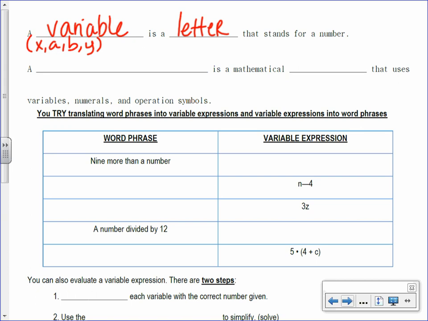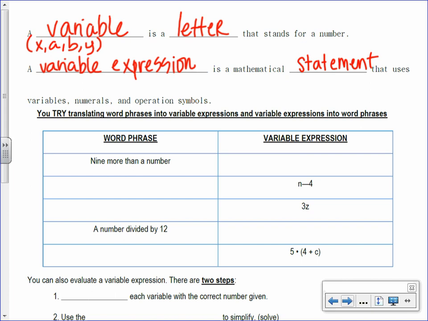All right, and then the next vocabulary word is a variable expression. It is a mathematical statement that uses various numerals and operation symbols. So it has to have some letters, can have some numbers, and it can have any operation symbol you want, such as add, subtract, multiply, or divide. And it can have all of them, it can have one, it can have two, it can have as many as you would like.